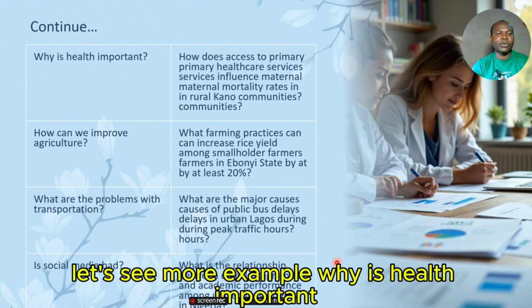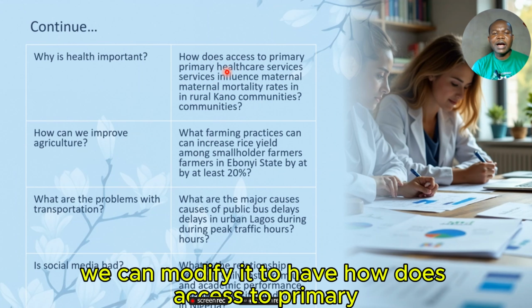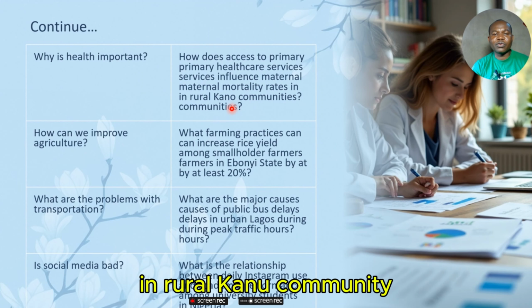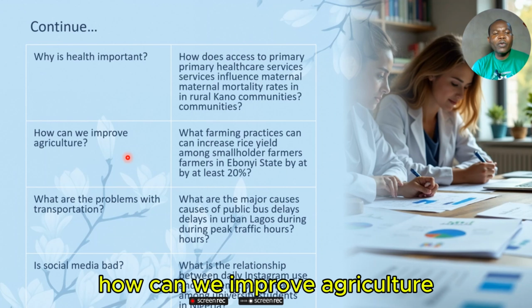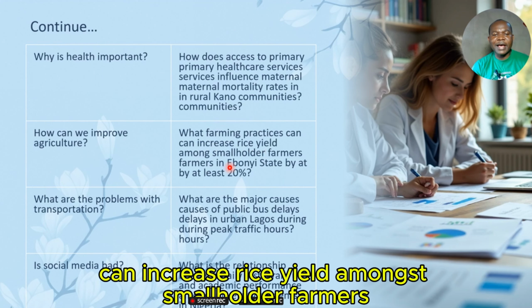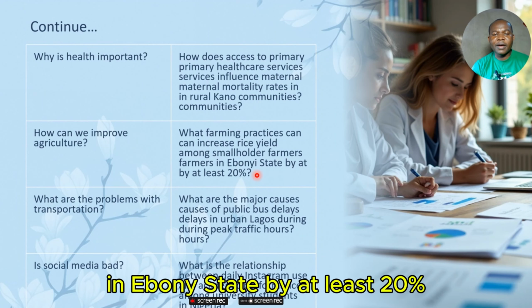Let's see more examples. Why is health important? We can modify it to have, how does access to primary healthcare services influence maternal mortality rate in rural Kano community? Again, we have, how can we improve agriculture? What farming practice can increase rice yield among smallholder farmers in Ebonyi State by at least 20%?